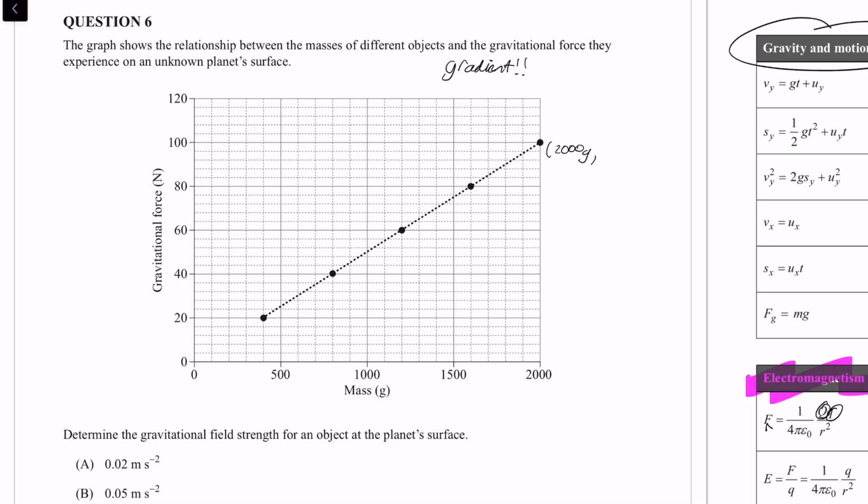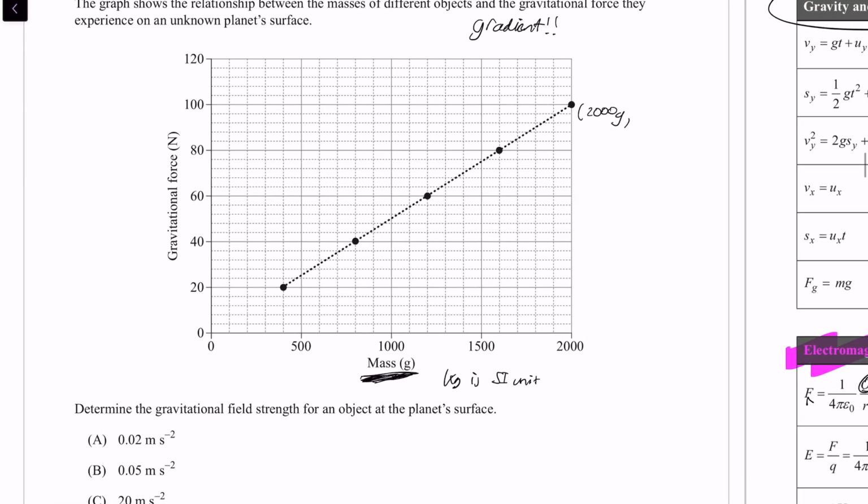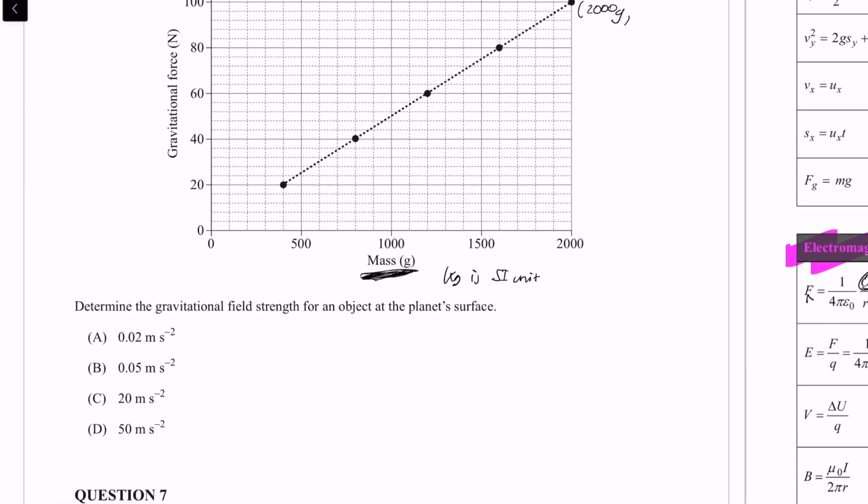Right, so just note the mass is not in SI units. Okay, we are in grams, and grams is something that is not an SI unit. It has to be in kilograms for an SI unit. So I'm going to take note of that. Okay, don't ever be fooled by that. Otherwise, you'll get values that are like 100 off.